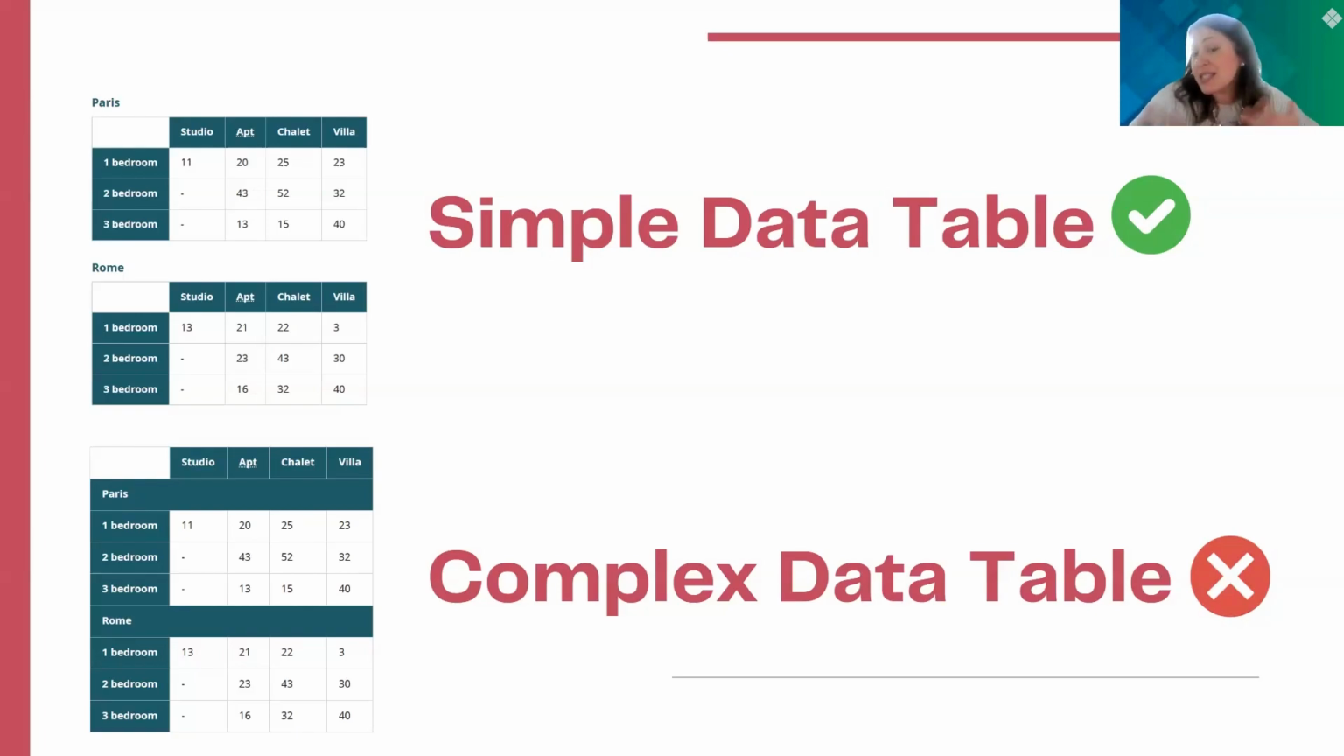Though it may look nice at first glance, it's actually not accessible because there's essentially different headers within there. There's the Paris and there's also the Rome. Also, it looks like those cells might also be merged to blend all together. So merging, splitting, and using multiple headers in a table are not going to be accessible for our students. So keep it simple is the way to go.